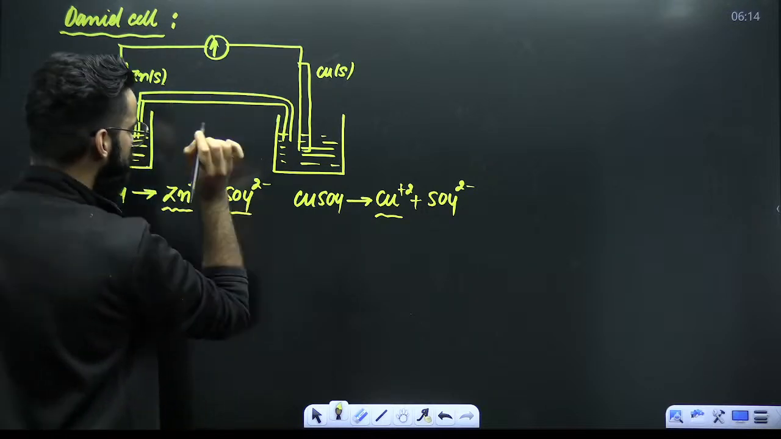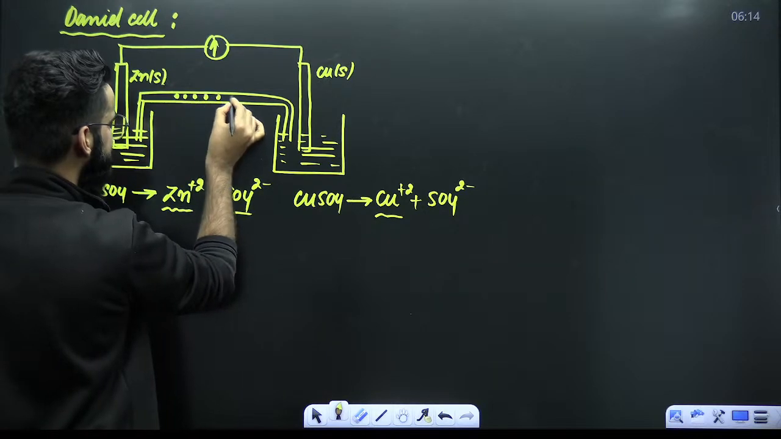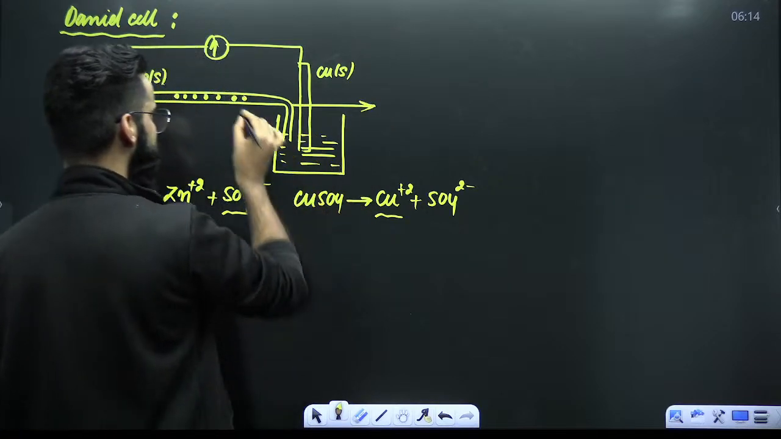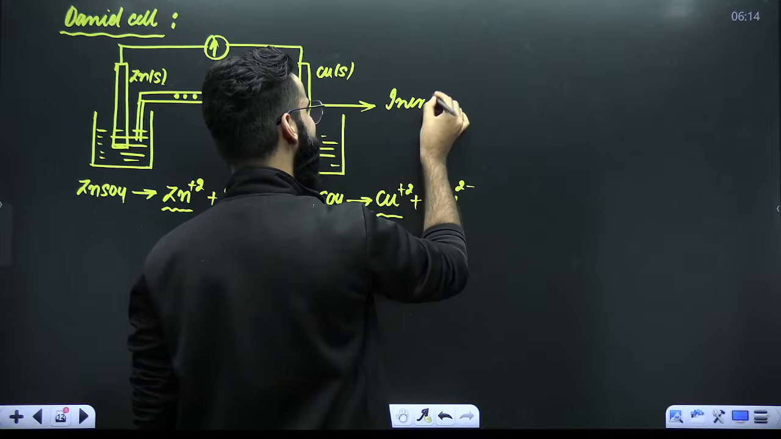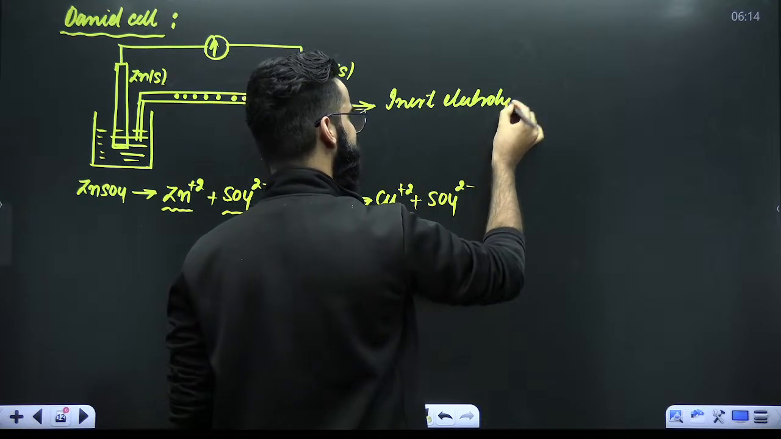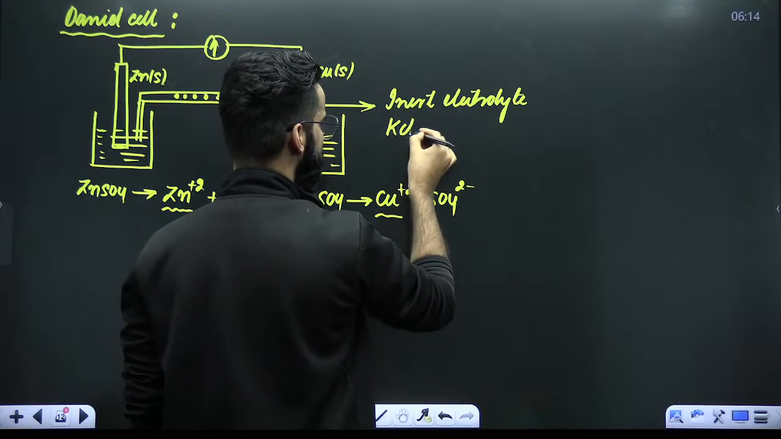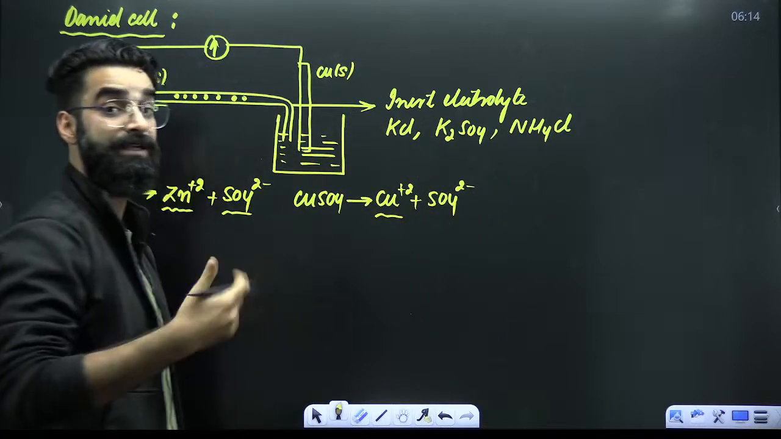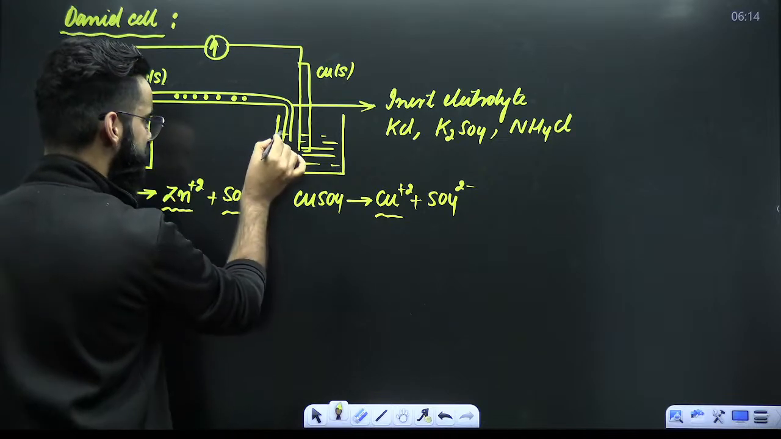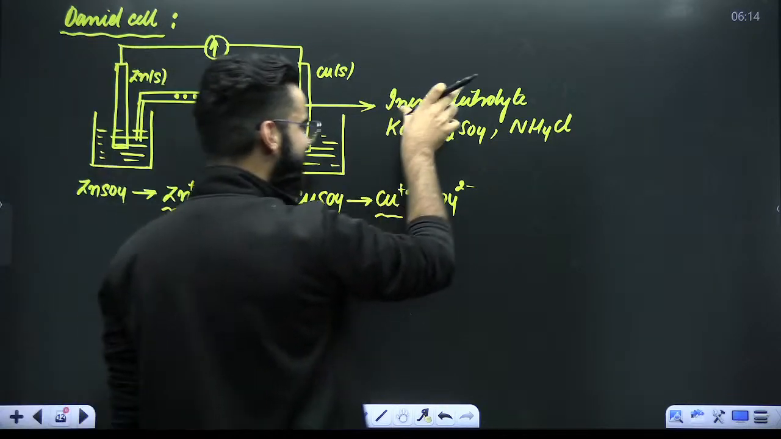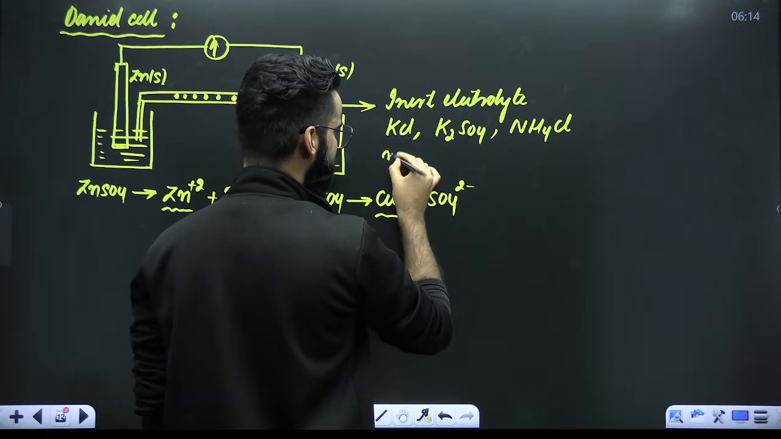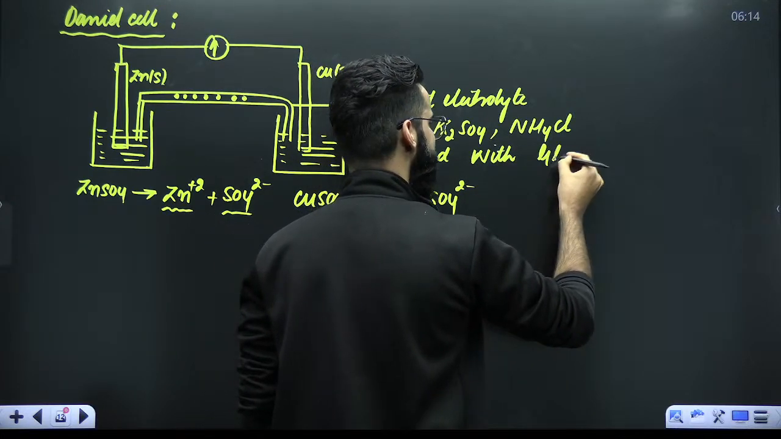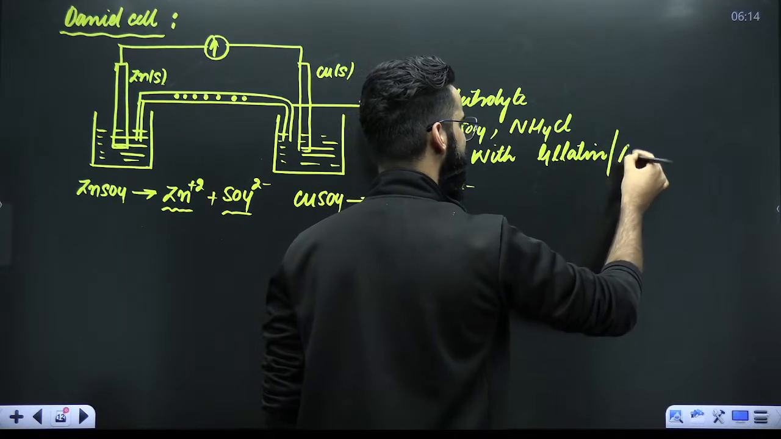My dear students, what does this inverted U-type tube contain? Let me tell you, this inverted U-type tube which I have used over here contains an inert electrolyte. Examples of inert electrolytes are KCl, K2SO4, or NH4Cl. And my dear students, I'm going to fill this inverted U-type tube with inert electrolyte. And that inert electrolyte is mixed with gelatin or agar-agar.